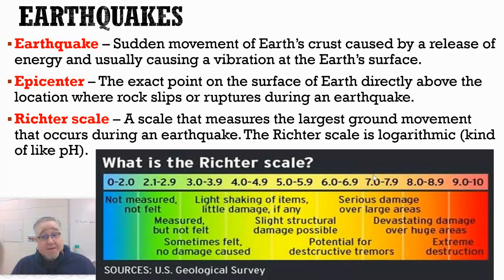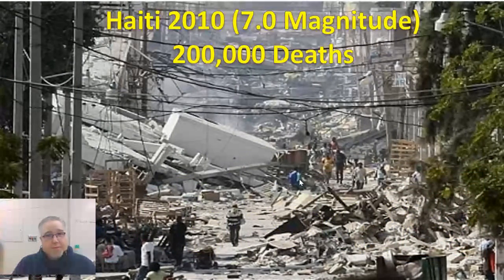You go to 7, it's 100 times stronger than a Richter scale value of 5. You go to 8, it's 1,000 times stronger than a Richter scale value of 5. So each time you go up a number, you're increasing the strength of that earthquake by a power of 10. Okay, so it is kind of a logarithmic scale. Again, kind of like the pH scale, if you're familiar with that.